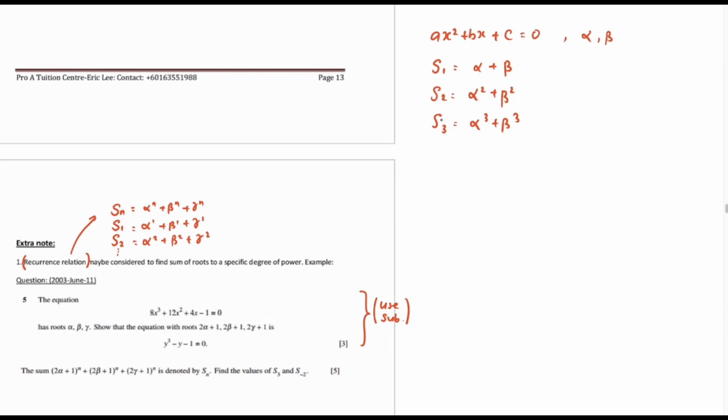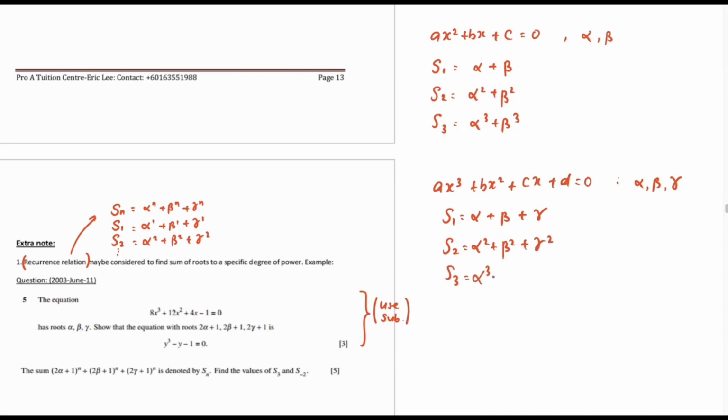We also have to know the cubic: ax cubed plus bx squared plus cx plus d equal to 0, where the roots are alpha, beta, gamma. Then S1 is alpha plus beta plus gamma, S2 is alpha squared plus beta squared plus gamma squared, and S3 is alpha cubed plus beta cubed plus gamma cubed. That is S1, S2, S3.